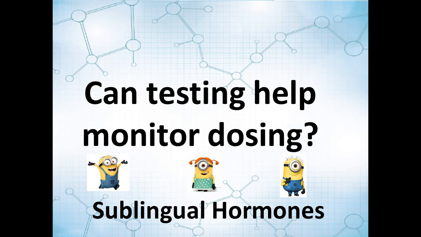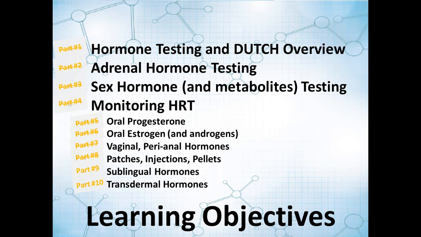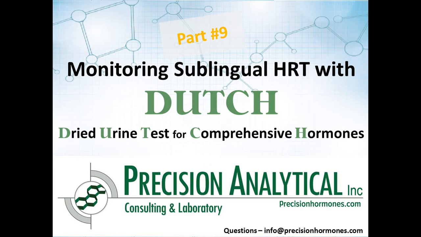So can testing help in monitoring dosing for sublingual hormones? I think it's pretty challenging, and I don't think the testing is going to offer a lot of help. With urine testing, you can get some benefit from looking at the metabolites in terms of estrogen metabolites, as far as whether you're making bad metabolites or good metabolites, but that still doesn't address the issue of dosing very well. So it's just a really tricky situation. I would not suggest putting a lot of weight in the lab testing when you're taking sublingual hormones.